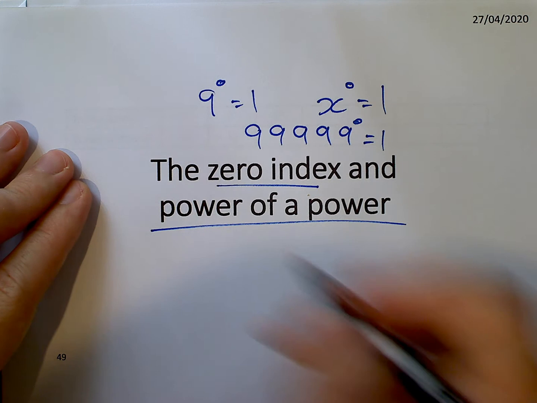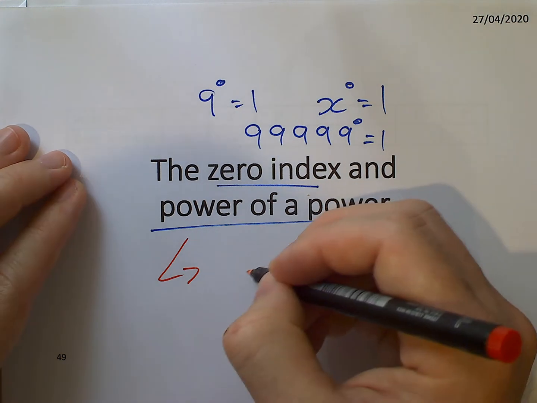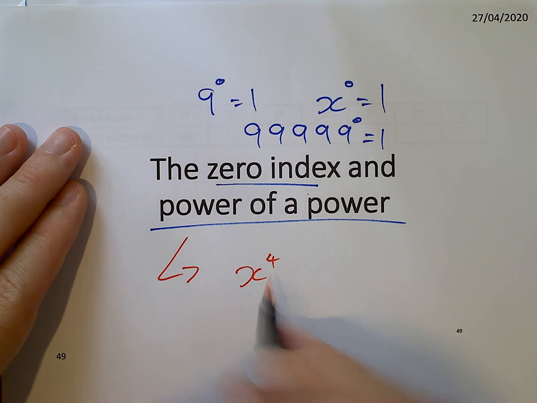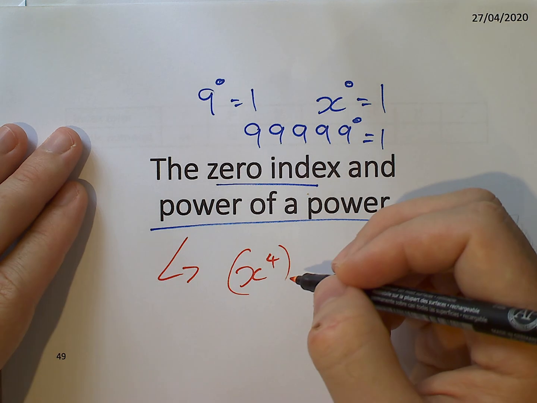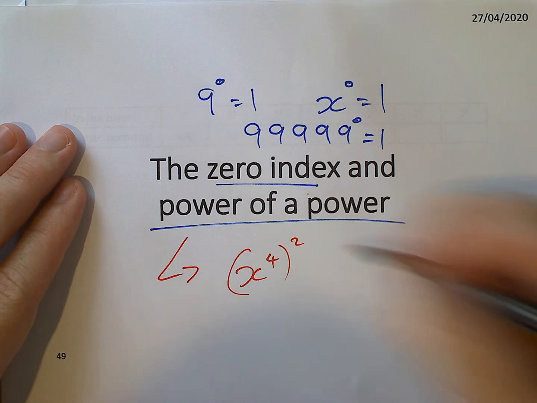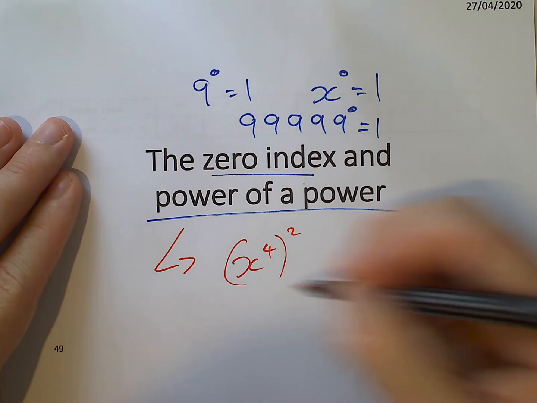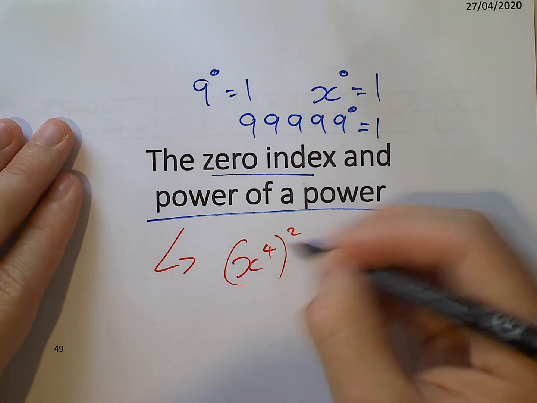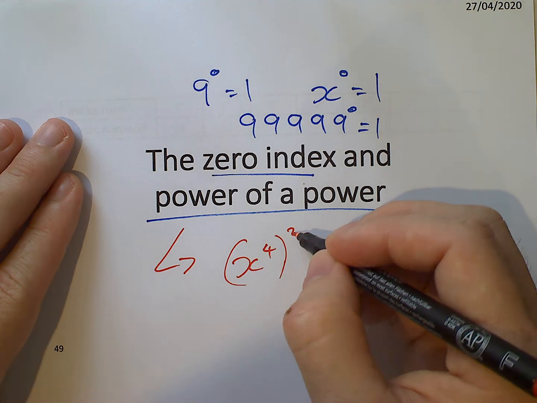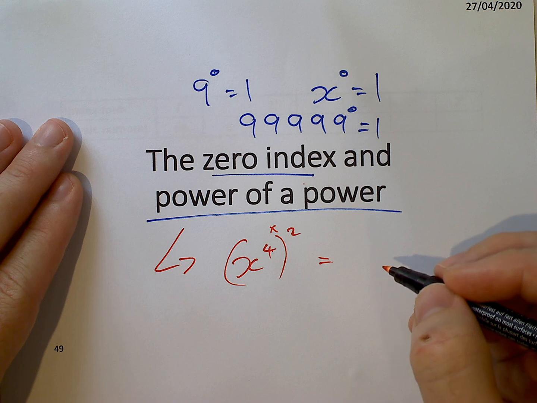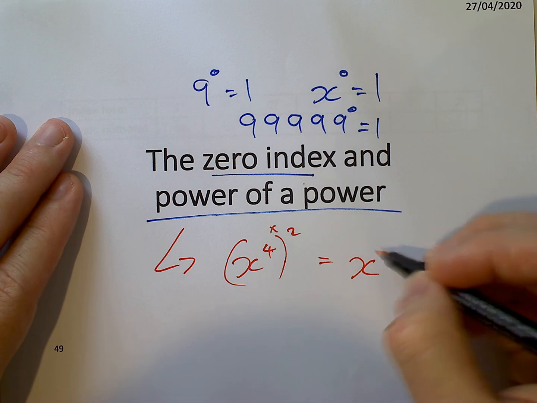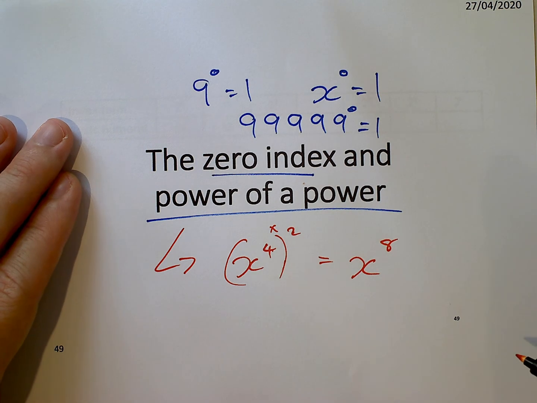And the second, the power of a power. Now, if we have x to the power of 4, that's a power, the index. If we put this into brackets, and then do some other kind of power on the outside, let's say 2, so we have x to the power of 4 inside a bracket to the power of 2. To expand this, like we were doing with expansion before, we go 2 times 4. So this is multiplied, not plus like we did before. So x, 4 times 2, gives x to the power of 8.